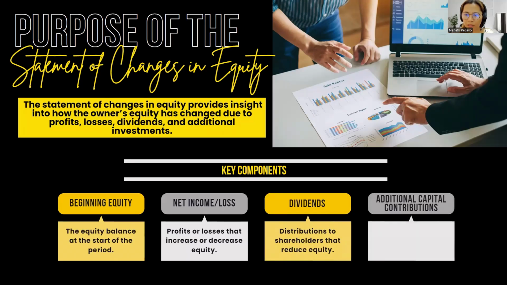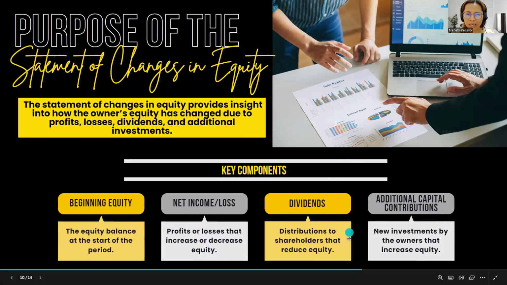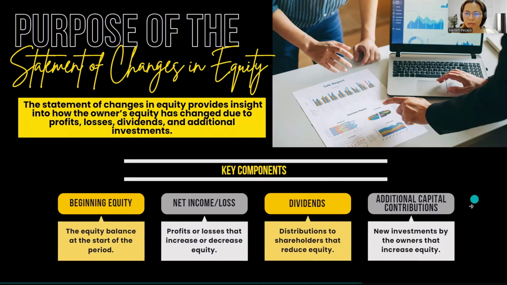Then additional capital contributions. From the word contribution, these are new investments by the owners that increase equity. So we will add the contributions, the new investments. So the formula will be: beginning equity, add net income or deduct net loss, and then deduct dividends, and then add contributions, the new investments.